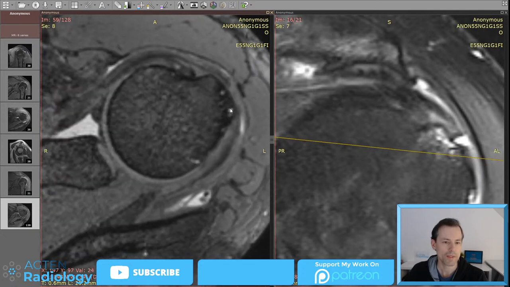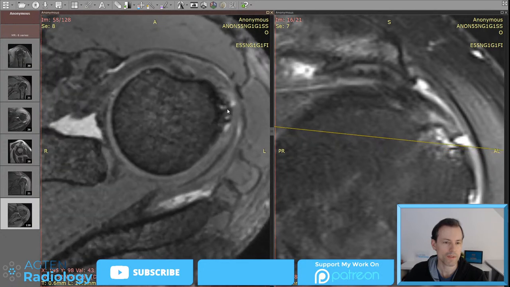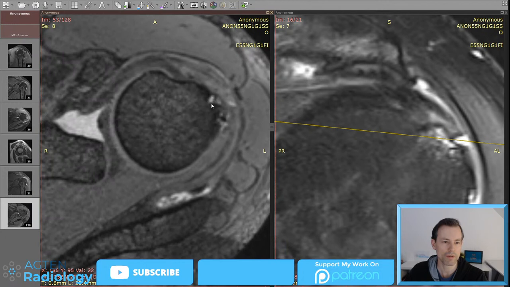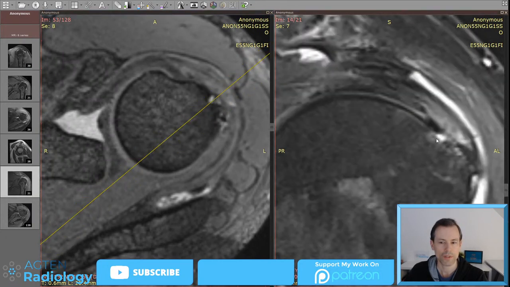So you can see this high signal here. This is a cyst. Subchondral cyst, this one too, this one too. We've got several of them, even this one here. And if we scroll anteriorly, you can see this one here. This is not a tear in the tendon, actually. This is a subchondral cyst here at the footprint, which is a result of the tendon tear that we are going to see here in a minute.